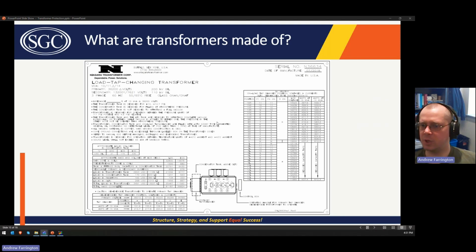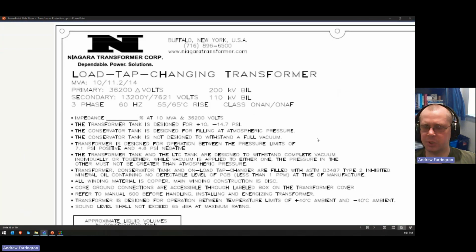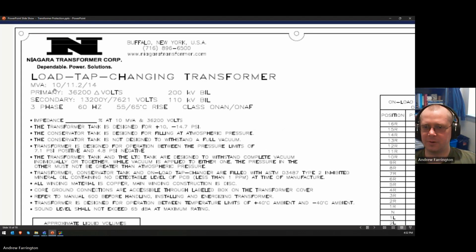This is an example of a transformer nameplate. To re-emphasize all the stuff we just talked about, this transformer has an MVA rating of 10/11.2/14 MVA. So 10 is the base MVA rating. That's the ONAN rating, which is oil normal, air normal, or natural. I guess it doesn't matter. The result is the same, right?